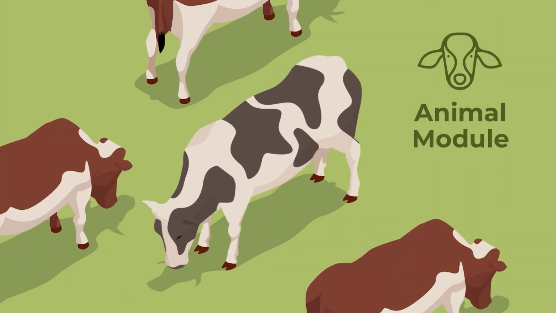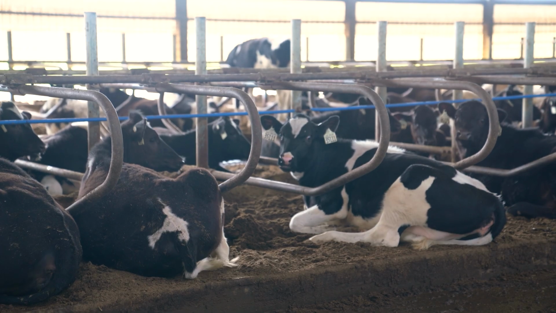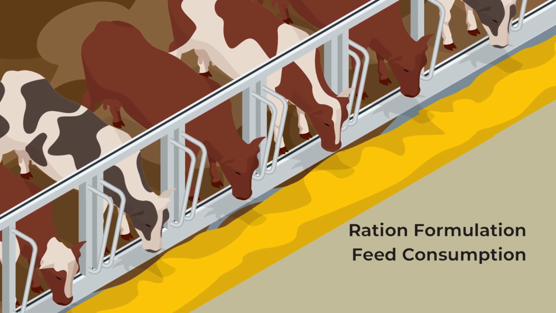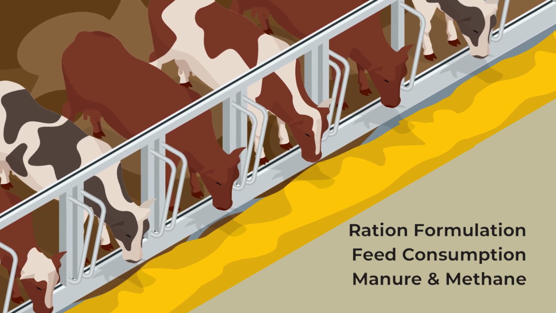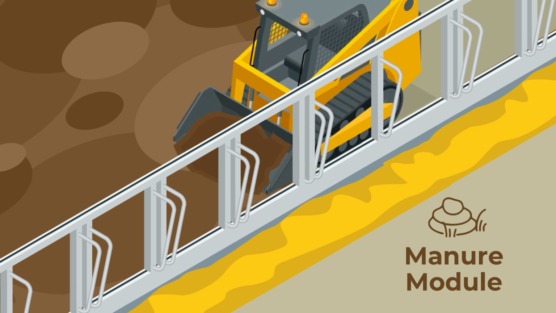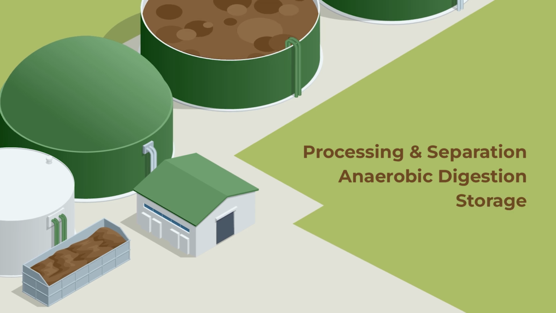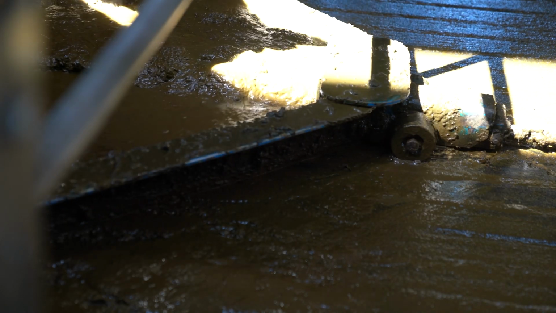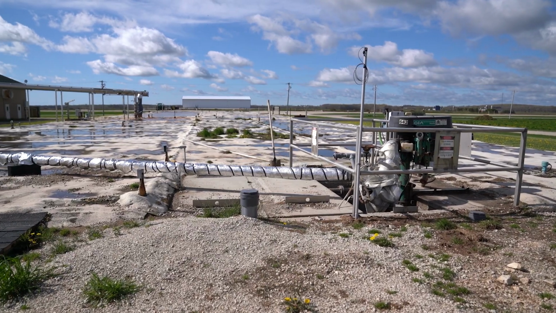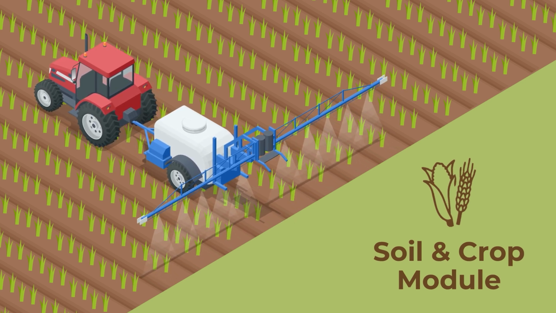The animal module is in charge of simulating individual animals' daily activities within the herd throughout their life cycle. Along with modeling herd performance, this module also simulates ration formulation, generating estimates of feed consumption, manure excretion, and enteric methane. Excreted manure is then passed to the manure module each day for simulation of manure collection, processing and separation, anaerobic digestion where applicable, and storage. From this, RuFaS can simulate changes in manure quantity and composition, as well as emissions related to storage and the impacts of anaerobic digestion.